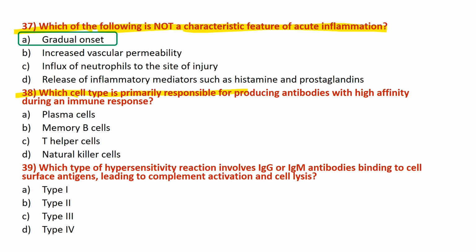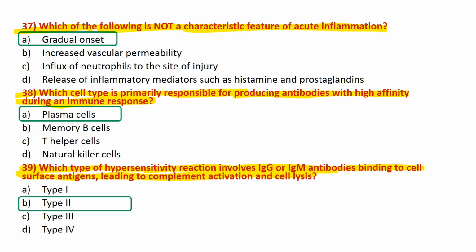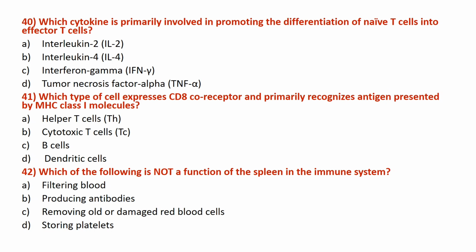Which cell type is primarily responsible for producing antibodies with high affinity during an immune response? And the right answer is option A, plasma cells. Which type of hypersensitivity reaction involves IgG or IgM antibodies binding to cell surface antigen leading to complement activation and lysis? And the right answer is option 2. 14th question is, which cytokine is primarily involved in promoting the differentiation of naive T cells into effector T cells? And the right answer is option A, interleukin 2.